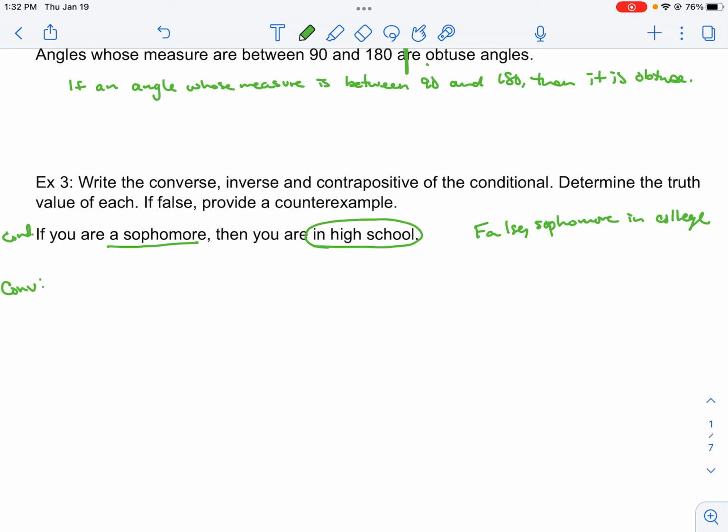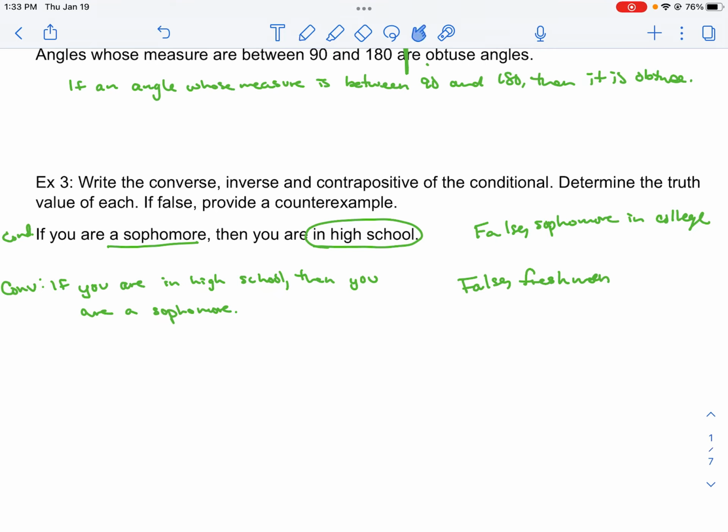So now the converse: if you are in high school, then you are a sophomore. True or false? That's false. You could be a freshman. So when you're providing that counterexample, you just need one example to prove why that's wrong. By the way, a counterexample is proving that it's wrong.